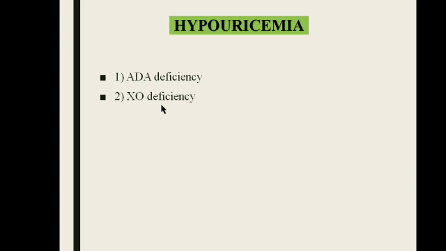Next is xanthine oxidase deficiency. Whenever there is a deficiency of xanthine oxidase, the hypoxanthine will not be converted to xanthine, and xanthine will not be converted to uric acid. Thus, there will be decreased concentration of uric acid, accounting for hypouricemia.